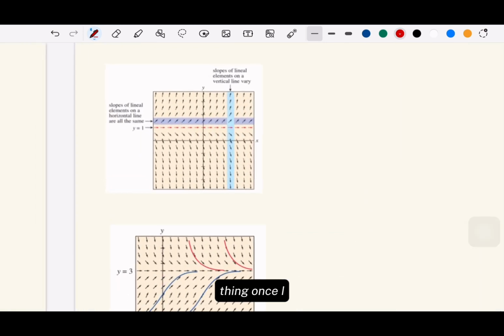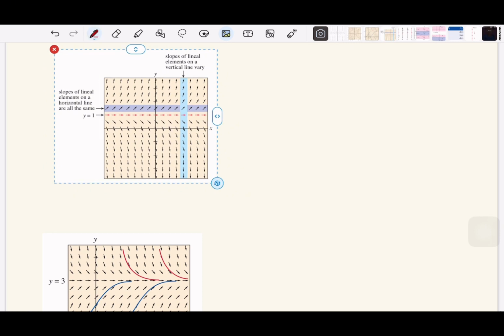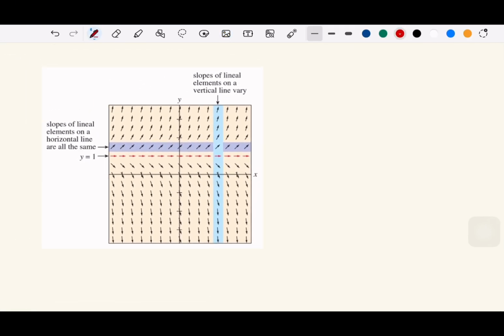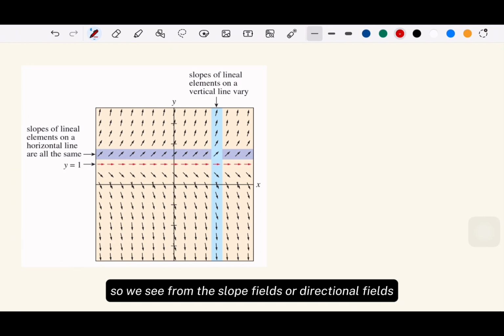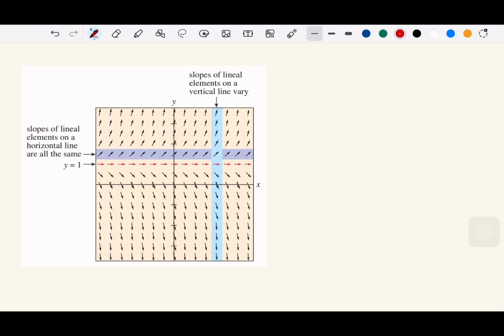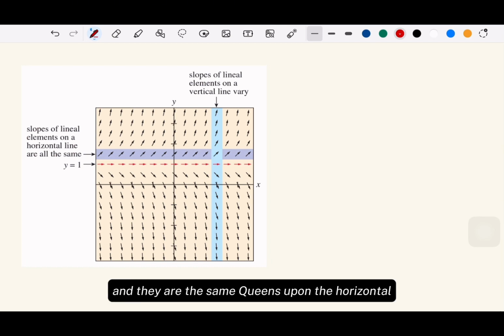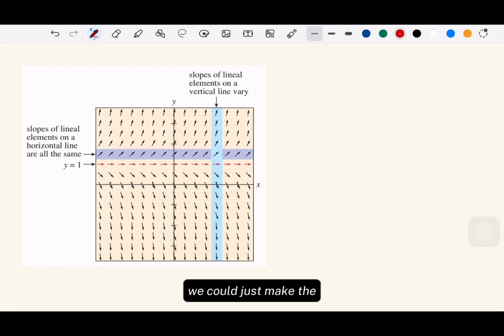So if we see from the slope fields or directional fields, because this is autonomous, we can see that particularly they are different, and they are the same if we look on the horizontal, right? Because they are free of the independent variable x. So we could just make the observations through the vertical line.